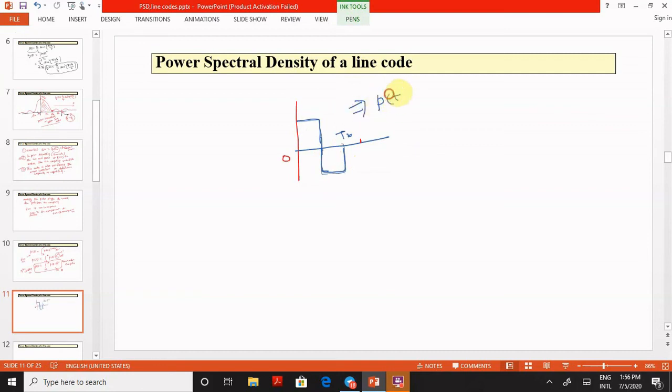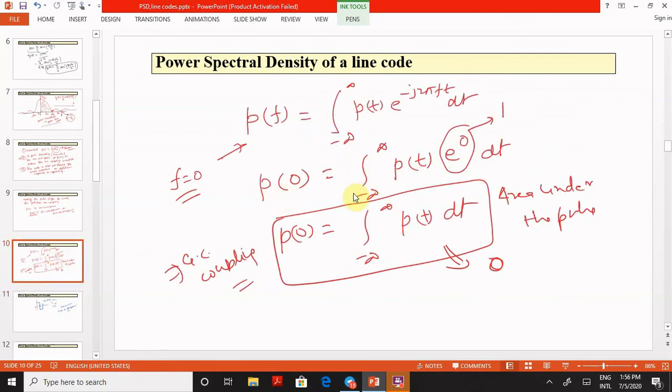If you use such kind of pulse to designate the 1 and the 0 bit, then definitely the power at f is equal to 0 will be 0. Why? Because the area under the curve into the whole time period is equal to 0, and this is the condition which we have derived. If any pulse is satisfying this criteria, this pulse will definitely have the power 0 at f is equal to 0, and if it is so, then there should not be any problem in AC coupling.